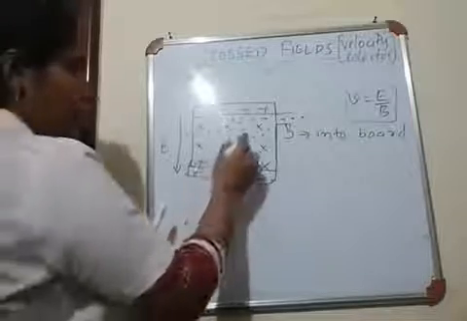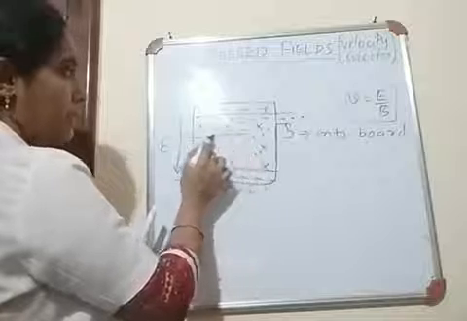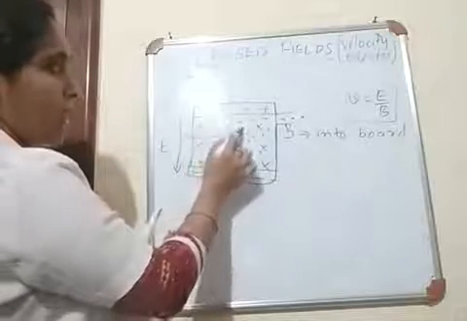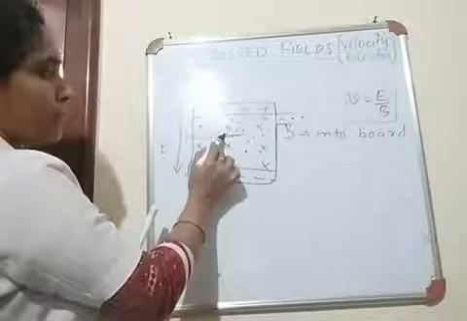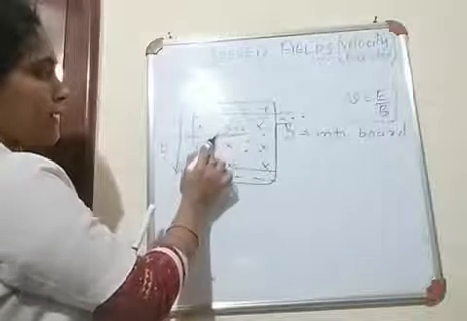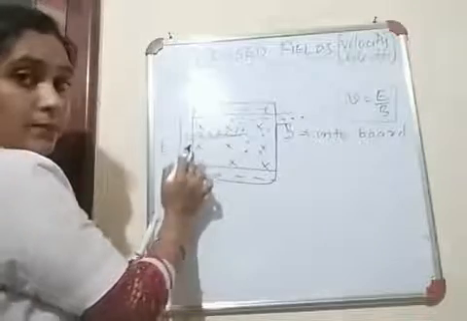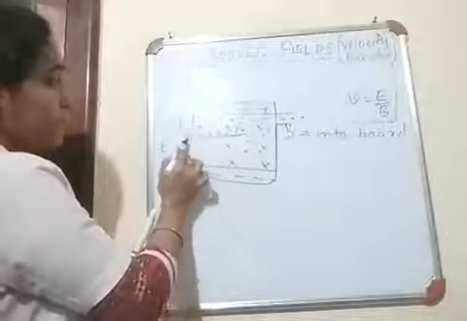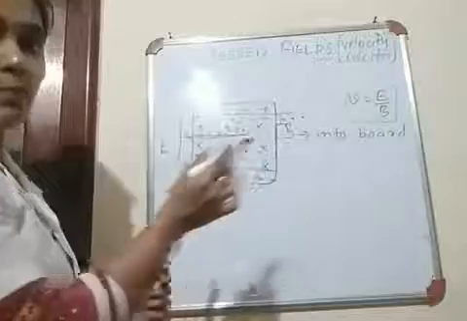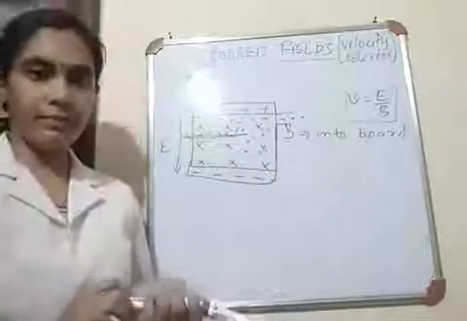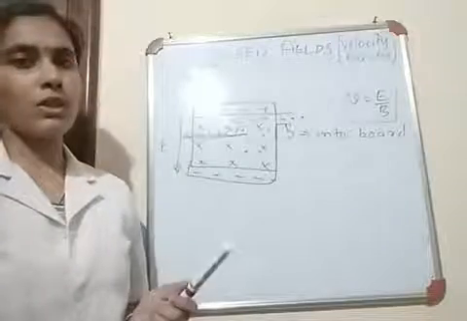Suppose this is a particle and this is the path of this particle. After some time the same particle will be here, after some time here, and again after some time here. The path of the particle is a straight line. That means it is moving without any deviation. It is moving undeflected. So what will be the velocity of that particle?